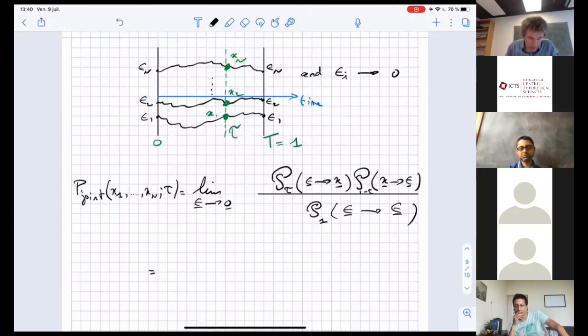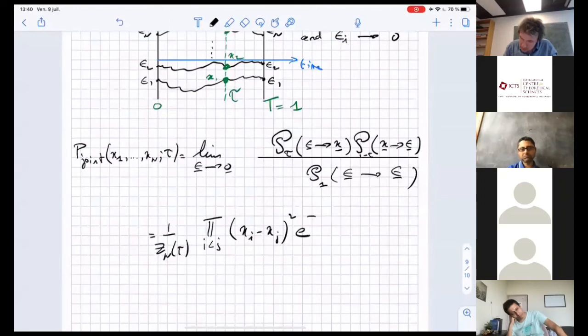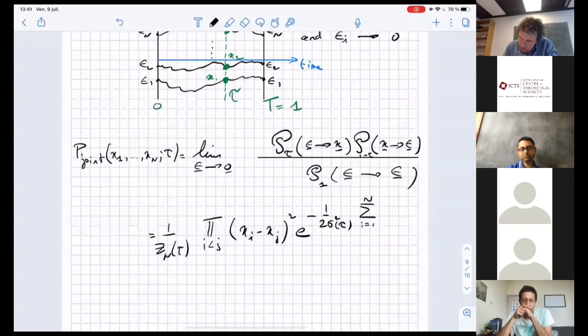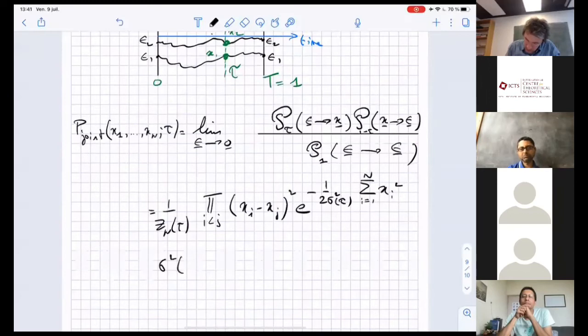with what I showed you before, is that this is just, up to some normalization which depends both on n and tau, the product over i less than j of (xi minus xj) squared, times the exponential of minus 1 over 2 sigma squared of tau, that's a non-trivial function of tau, times the sum from i equals 1 to n of xi squared. Okay, and sigma squared of tau, I need to give it to you. Sigma squared of tau is just the square root of 2 tau (1 minus tau).